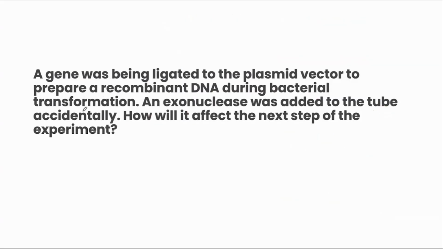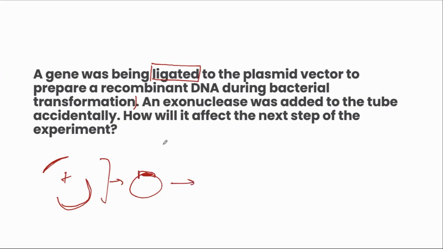The next question is: a gene was being ligated to a plasmid vector to prepare a recombinant DNA during bacterial transformation. So they're telling us that a gene is being ligated with a vector for the transformation in bacteria, basically in a host. We already know what transformation is. Transformation is a process by which the rDNA is being sent inside the host. This is what they were doing.